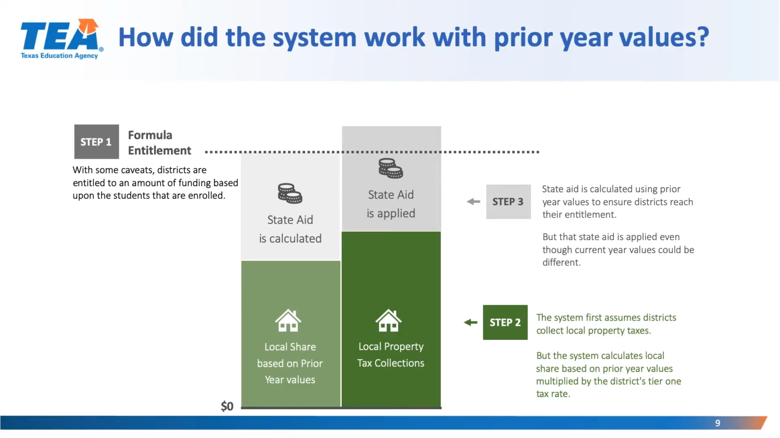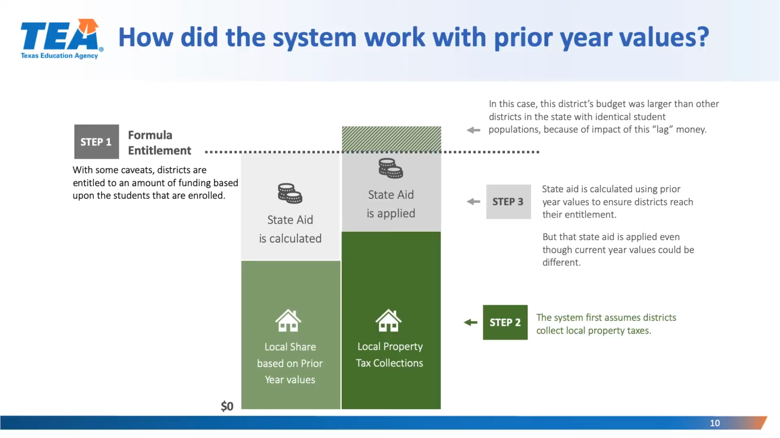So when the district's budget gets put together, we add the state aid to the actual local property tax collections, and you can see that they exceed the formula entitlement. In this case, the district's budget is larger than other districts in the state with identical students because of the impact of what was known as the lag money.